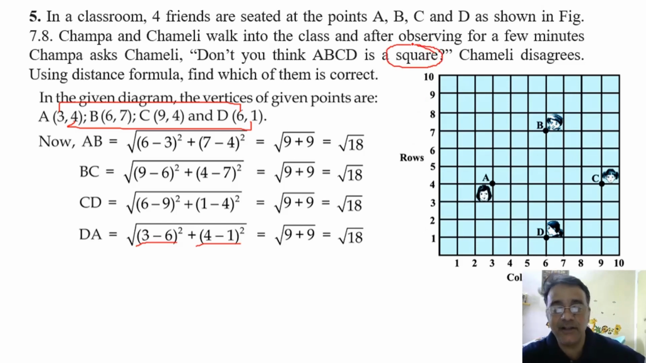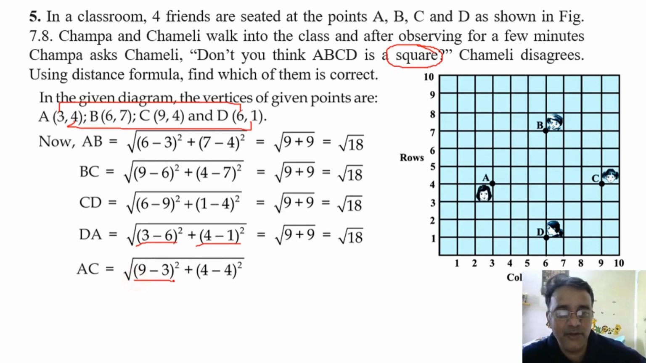तो square के लिए और क्या check करना पड़ेगा? Diagonals. Must be equal. Diagonals are equal or not? That we have to check. That means we have to find AC and BD. So let us find AC first.